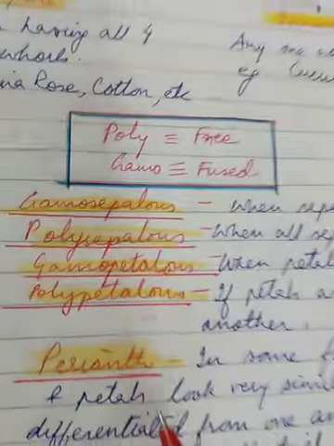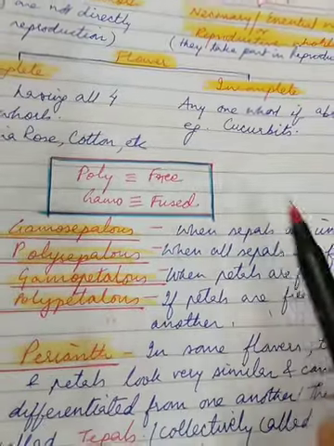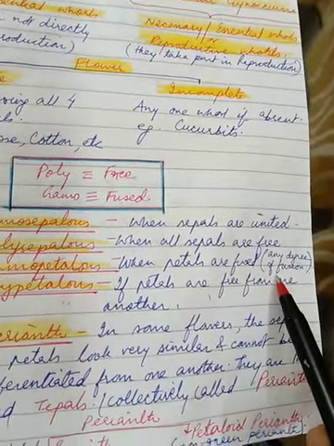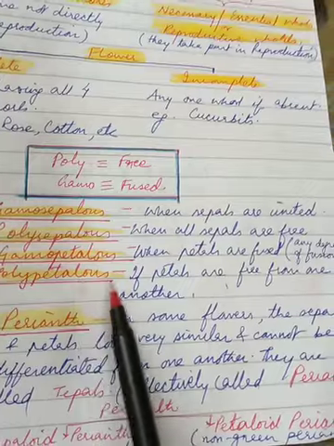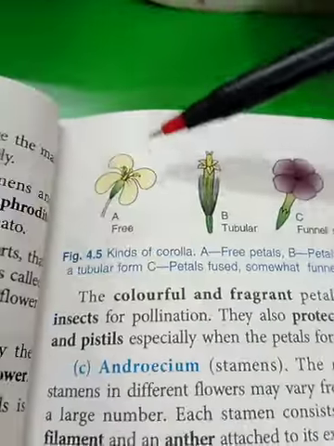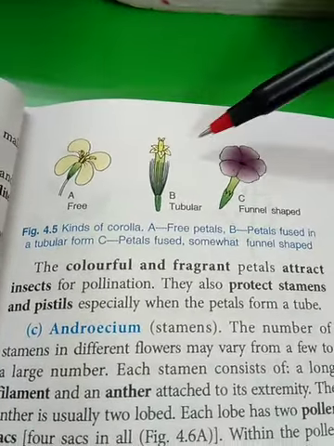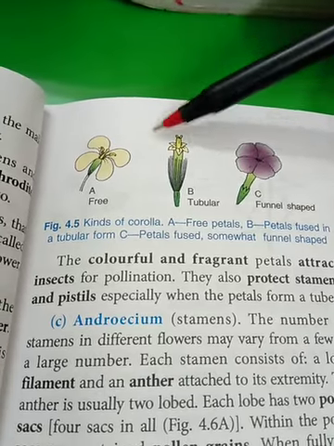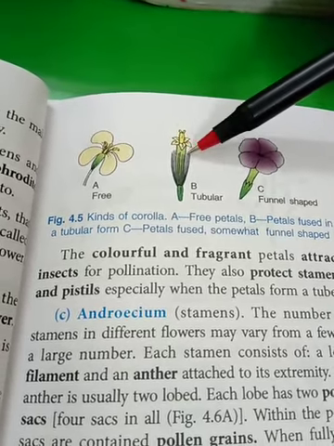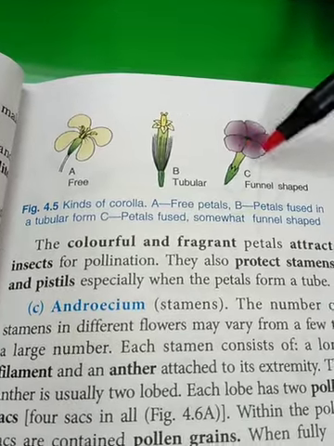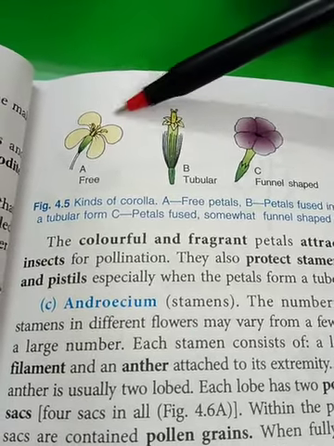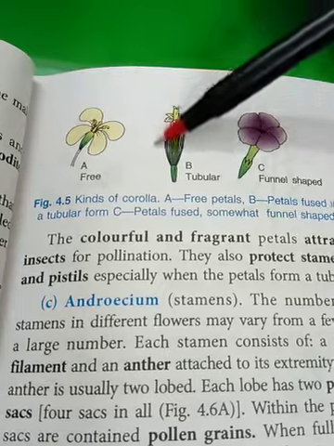Similarly, we have conditions like gamopetalous when the petals are fused, and that could be any degree of fusion. And polypetalous means when they are free from each other. Like, look at this. This is the free petals, right? Whereas here you can see the petals fused in a tubular form, right? Like this, they're forming a tube-like structure. And here they're something like funnel shaped. So this is the polypetalous condition and this is the gamopetalous condition.